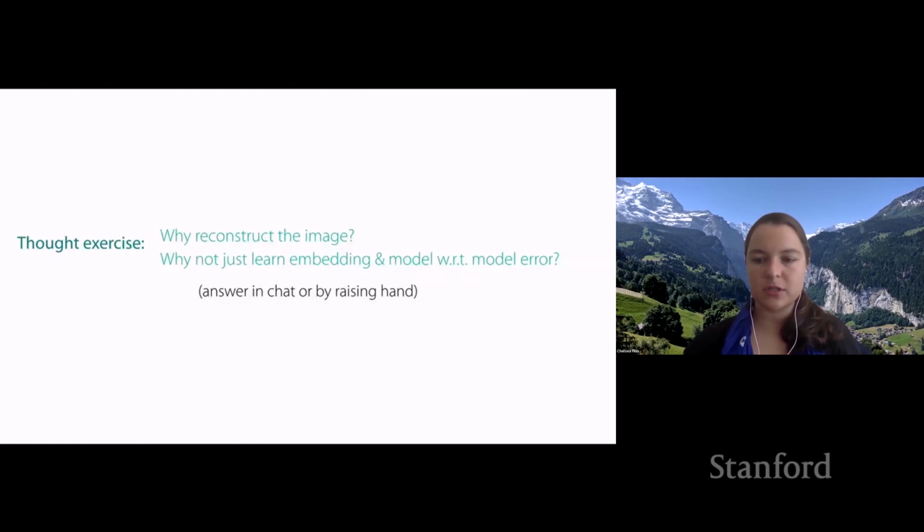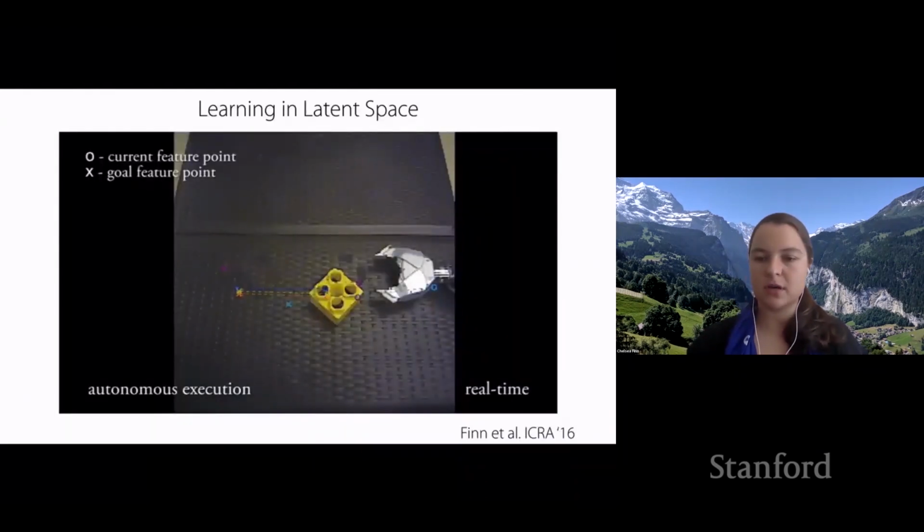Okay, so any questions on learning in latent space? Feel free to raise your hand. And looking at the questions in the chat, I think I answered most of them. For the most recent one, this does require that you have a goal image from the same orientation as your observations. Otherwise, it may not work very well.